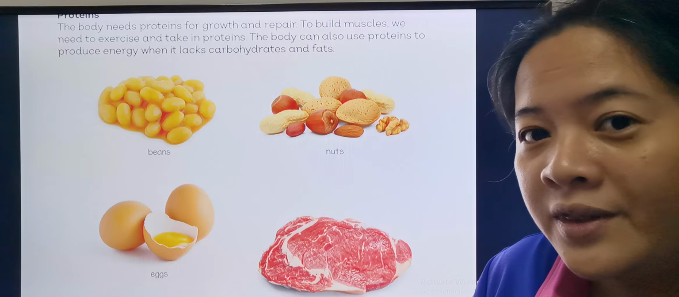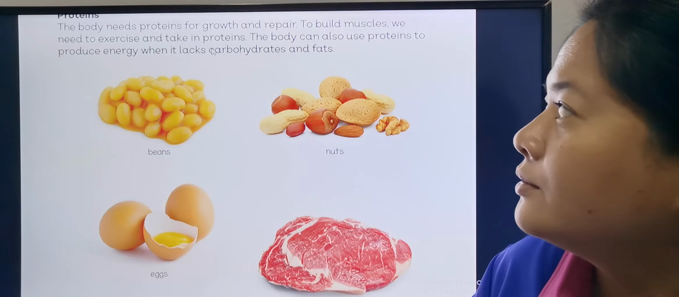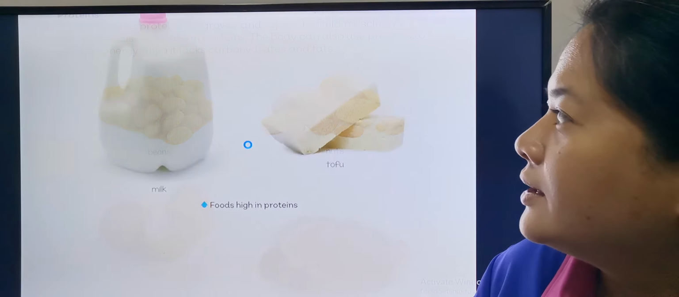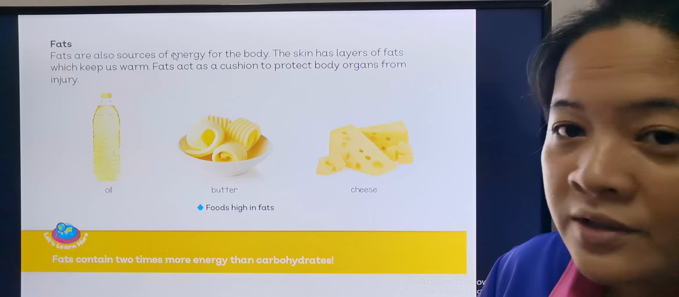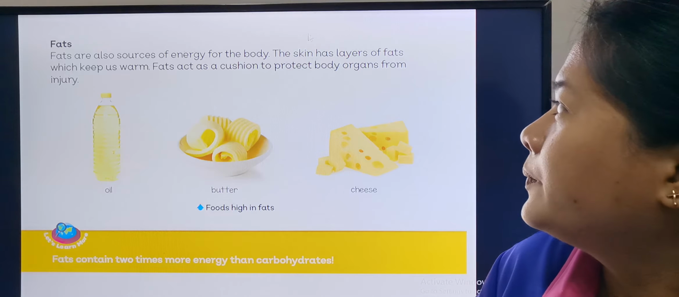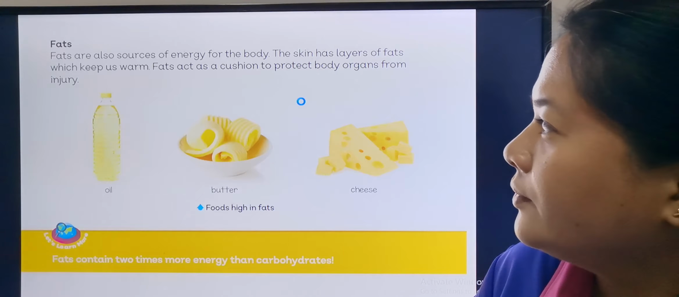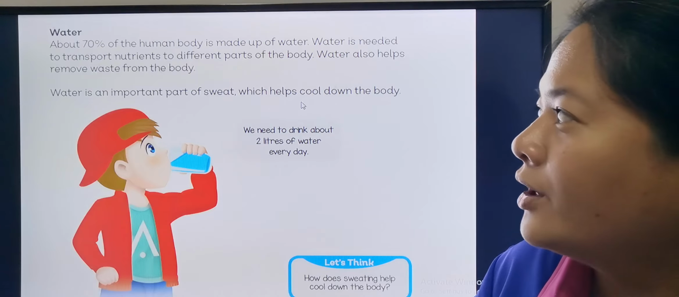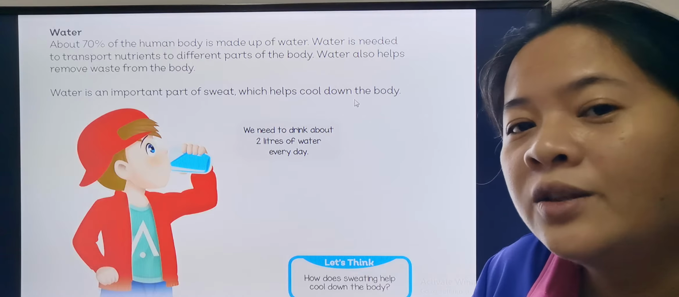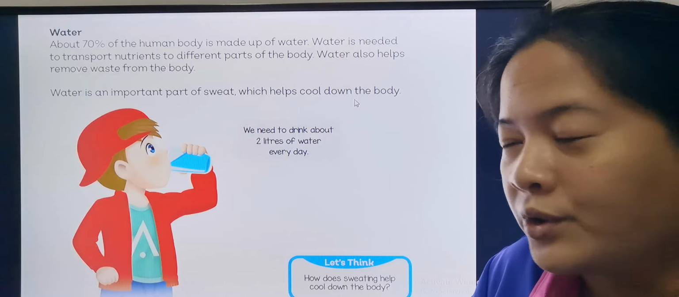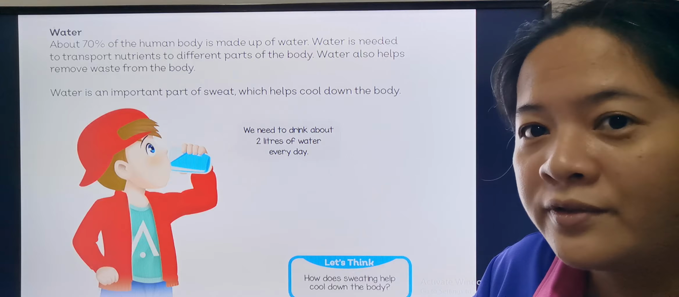Okay, this one is proteins. Proteins for growth and repair. And then these are examples. Fats, a source of energy as well, and they keep us warm. Okay, fats keep us warm. And then water. Water is very important. It helps cool down the body. It controls our body temperature, and it also helps to transport nutrients to different parts of the body.